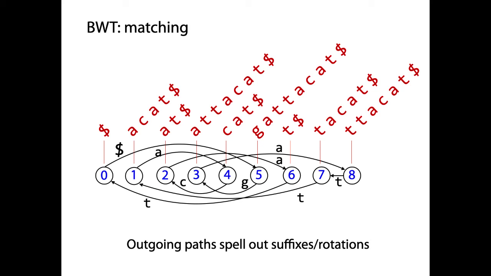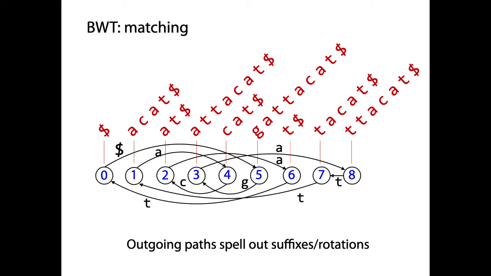Okay. So the incoming edge labels correspond to the final column of the Burrows-Wheeler matrix, which is to say the Burrows-Wheeler transform. The outgoing paths from the nodes, if you follow the path, you're spelling out a suffix or a rotation. And so those are in order, right? Because if this is the Burrows-Wheeler order, then what you're getting are the suffixes or the rotations in alphabetical order.